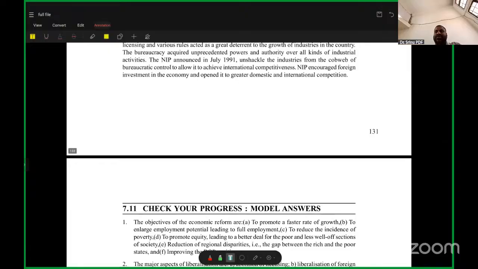In this chapter, the very important topics are the features of the new industrial policy and the new industrial policy itself. You have to learn these.